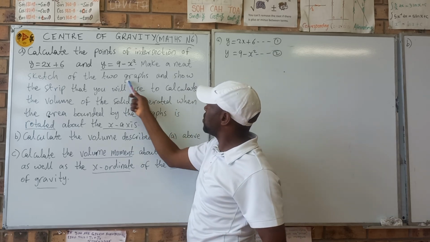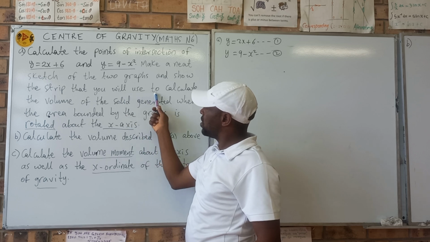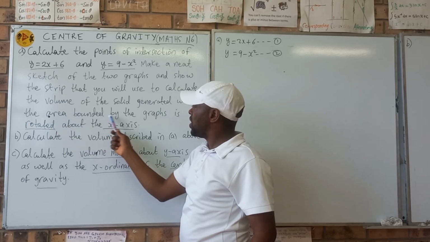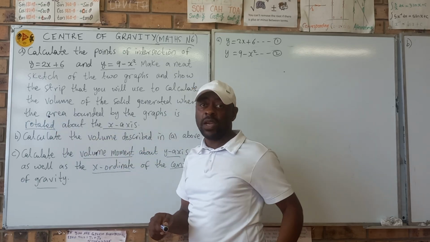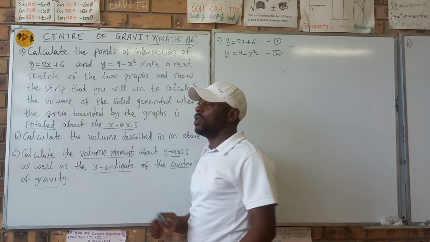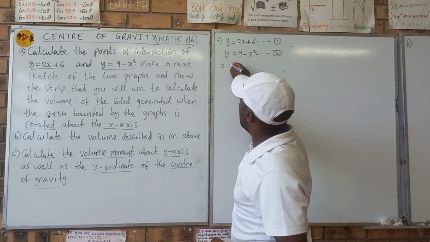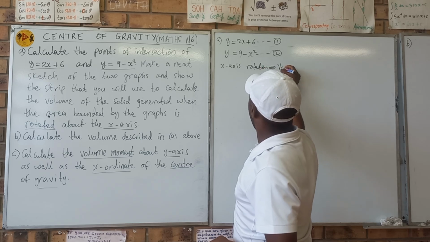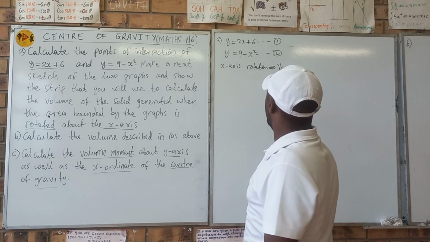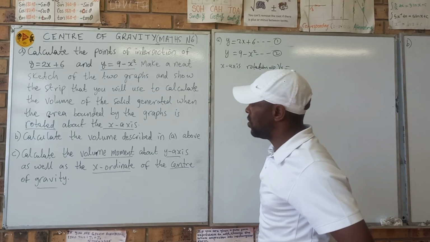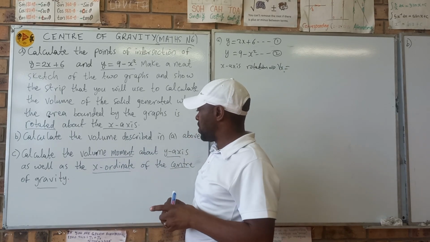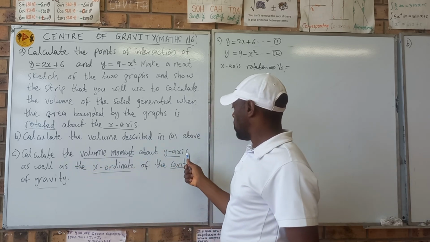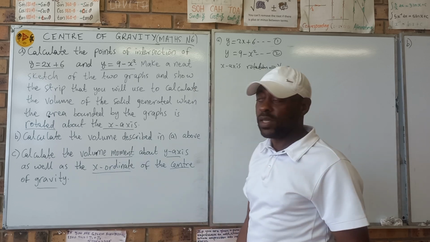Then I'll make a neat sketch of the two graphs and show the strip that you will use to calculate the volume of the solid generated when the area bounded by the graphs is rotated about the x-axis. I've also underlined rotated and x-axis because the x-axis rotation tells you how your formula for volume begins. So the strip in the diagram will tell you how it ends. From there, we'll calculate the volume in the A part, then in C, we'll calculate the volume moment about the y-axis and the x-coordinate of the center of gravity.